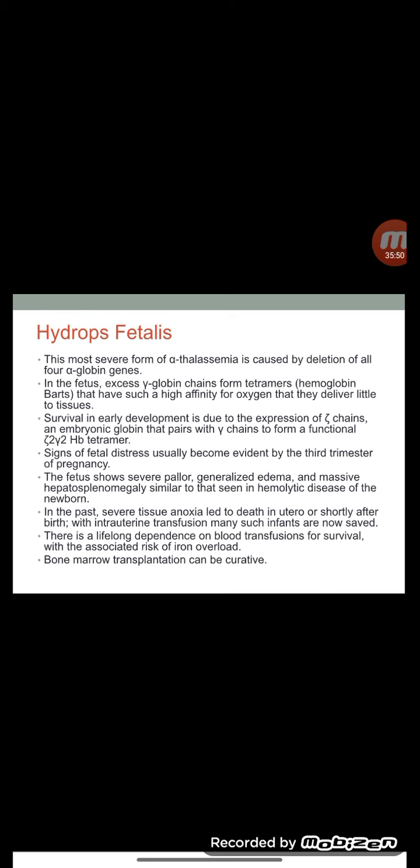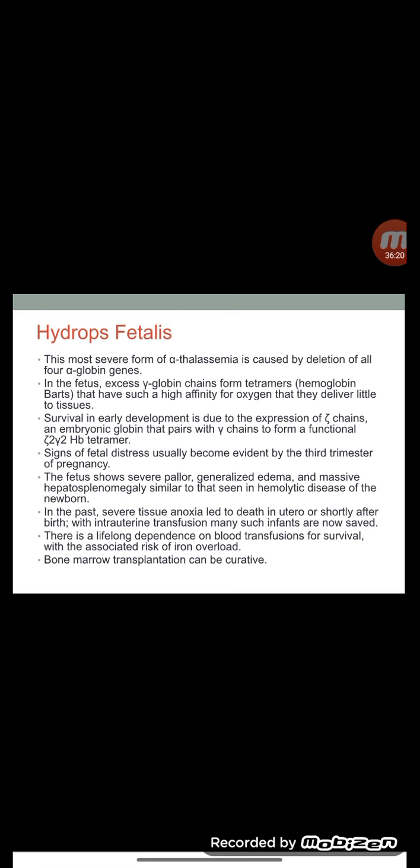Signs of fetal distress usually become evident by the third trimester of pregnancy. The fetus shows severe pallor, generalized edema, and massive hepatosplenomegaly, similar to that seen in hemolytic disease of the newborn. In the past, severe tissue anoxia led to death in utero or shortly after birth. With intrauterine transfusion, many such infants are now saved. There is a lifelong dependence on blood transfusion for survival, with the associated risk of iron overload.